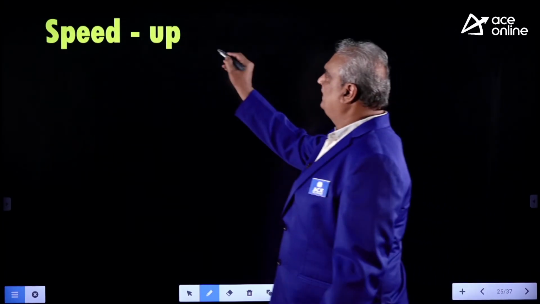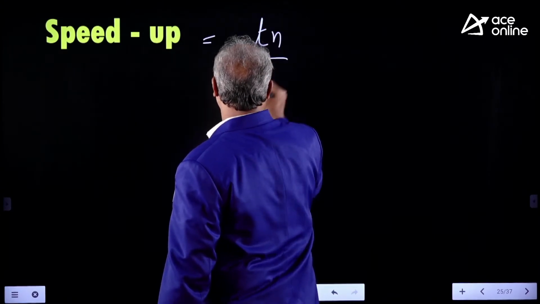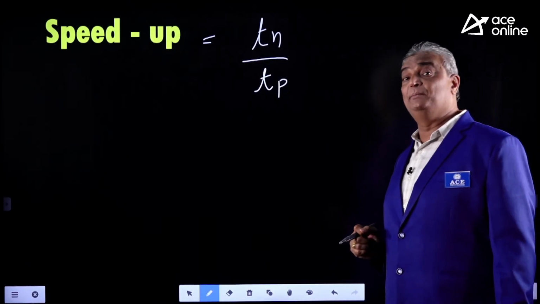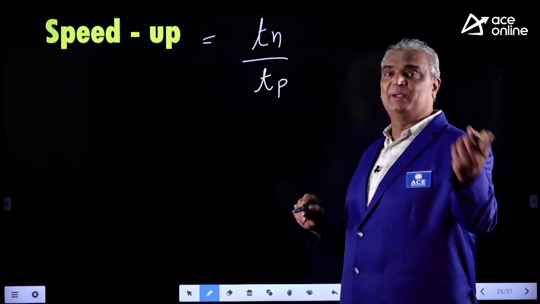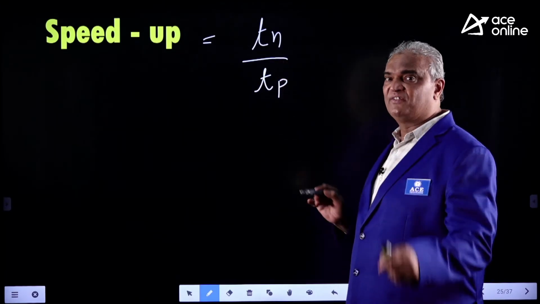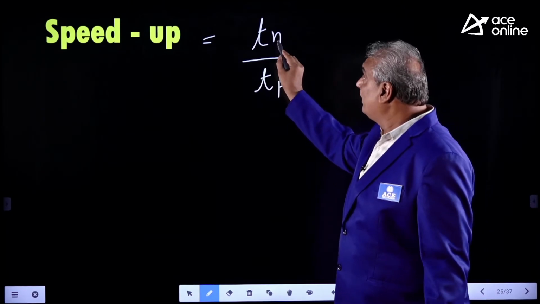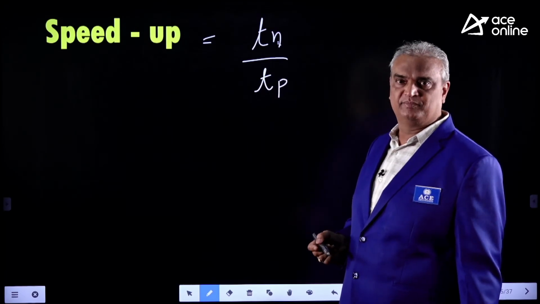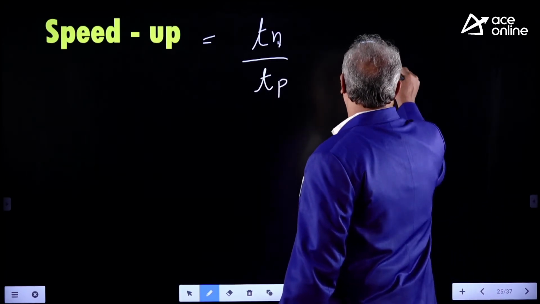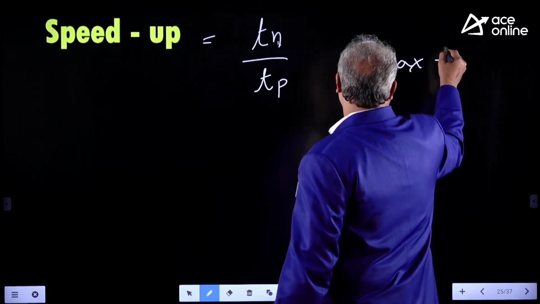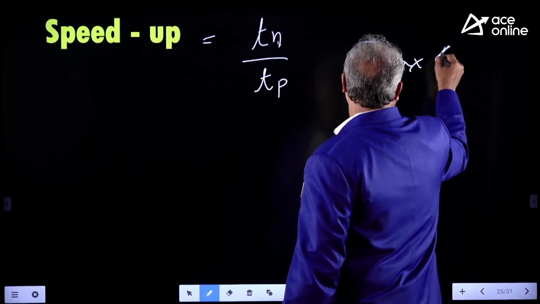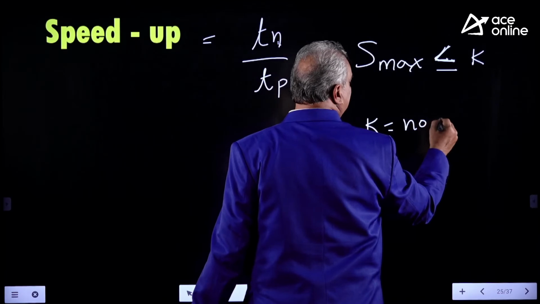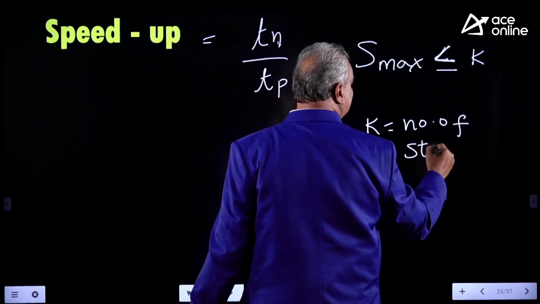Next, what is speed up? Nothing but Tn by Tp. While executing a program, first find the amount of time needed to execute that program on a non-pipelined processor. Tn means the amount of time needed on a non-pipelined processor, and Tp means pipeline processor time. What about the maximum speed up? Maximum speed up is always less than or equal to K. What is K? The number of segments, also known as stages.